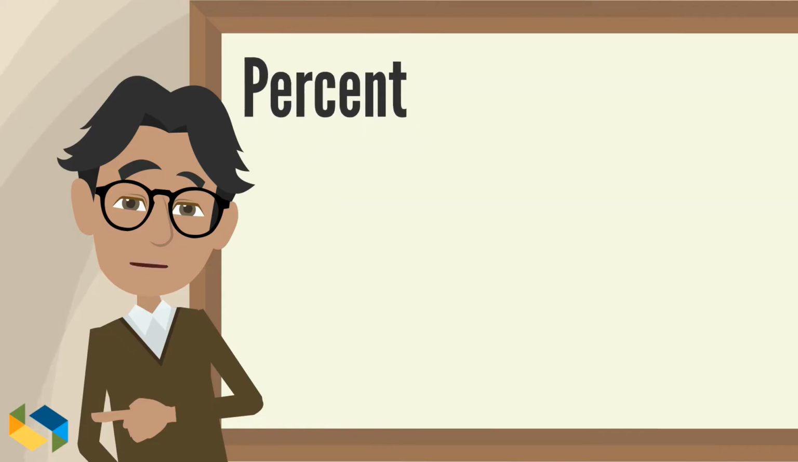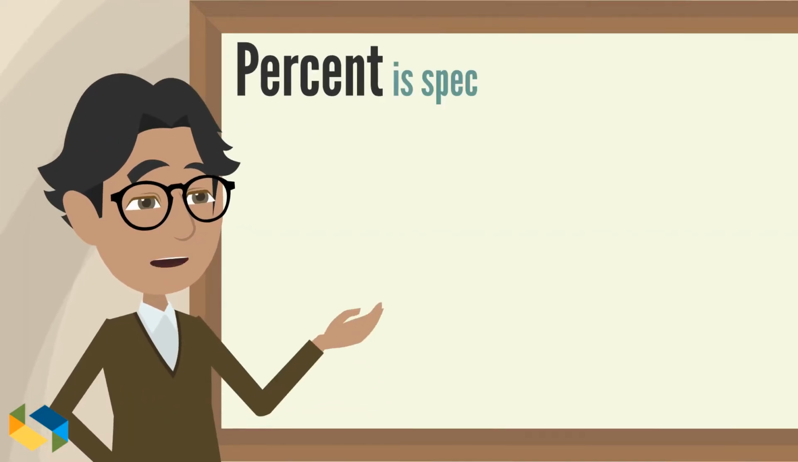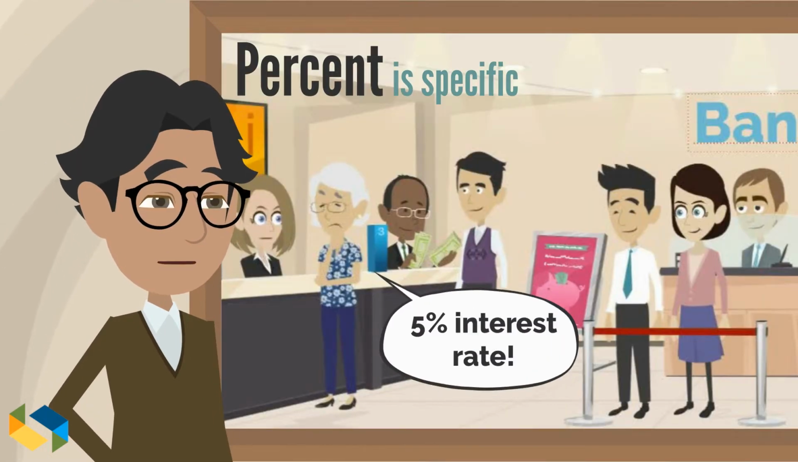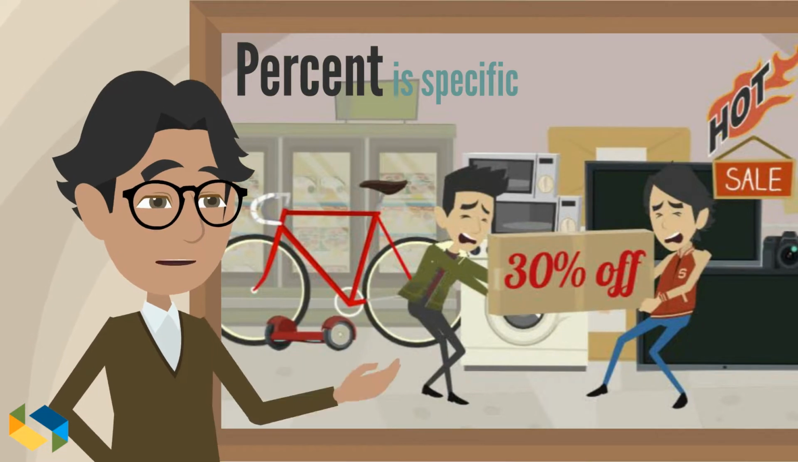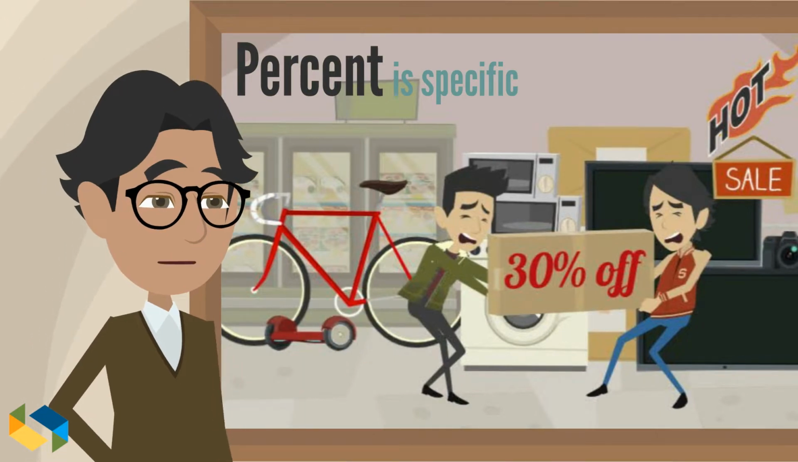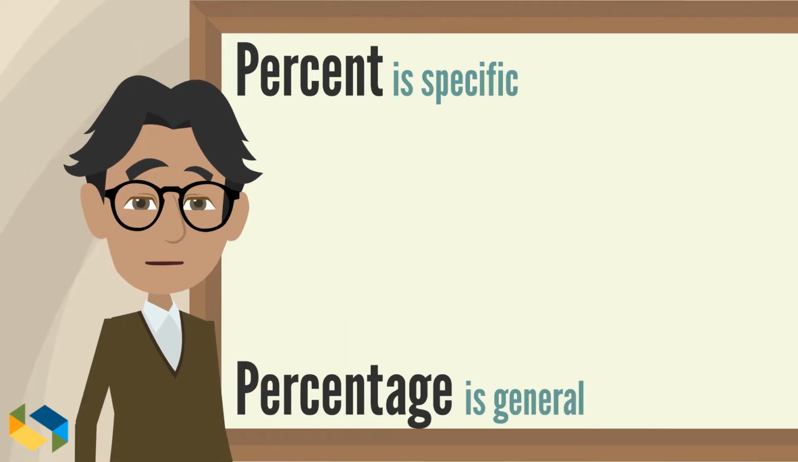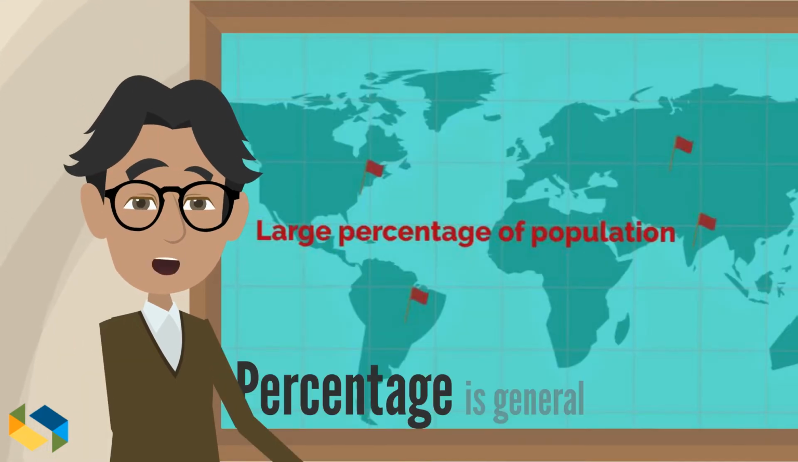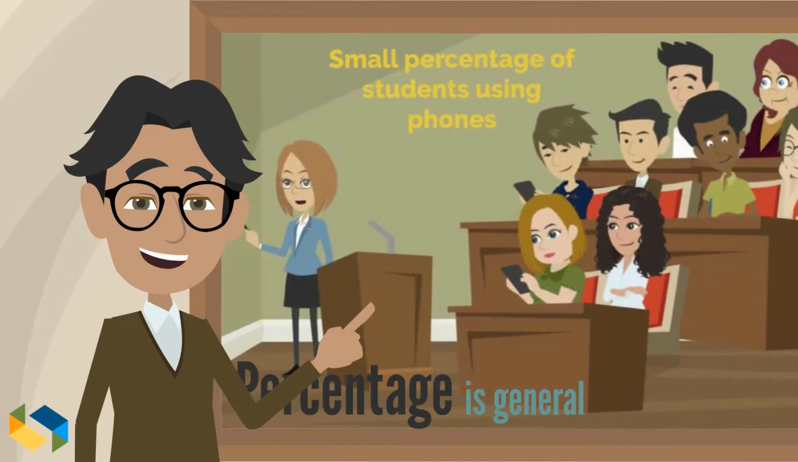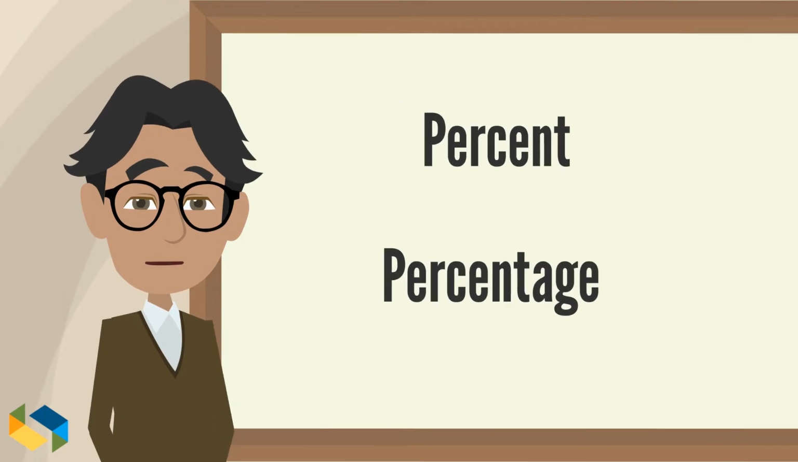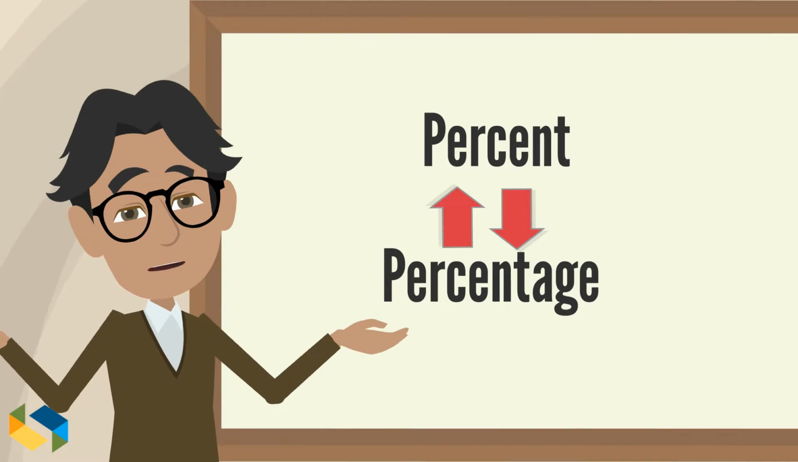Typically, the term percent is used when talking about a specific value. For example, 5% interest rate or 30% discount. The term percentage, however, is used in a more general form. For example, a large percentage of population, a small percentage of students, etc. Practically, the terms percent and percentage are used interchangeably. It's no big deal.